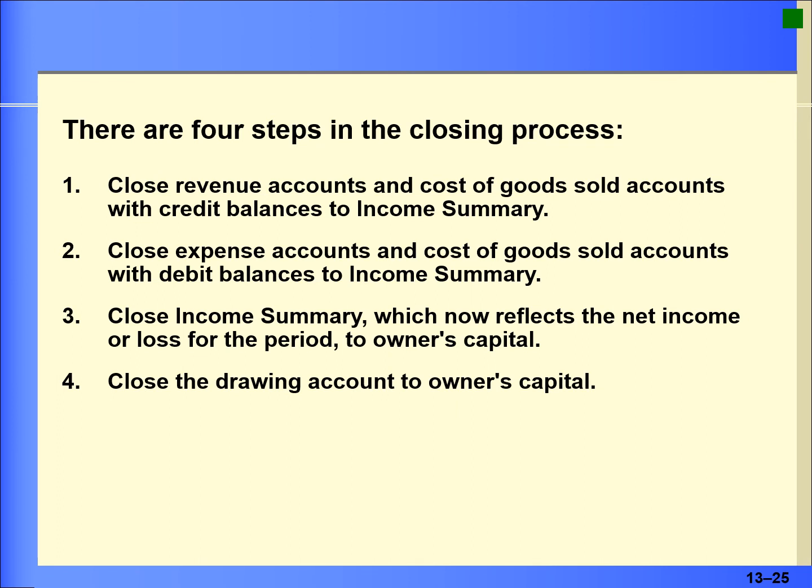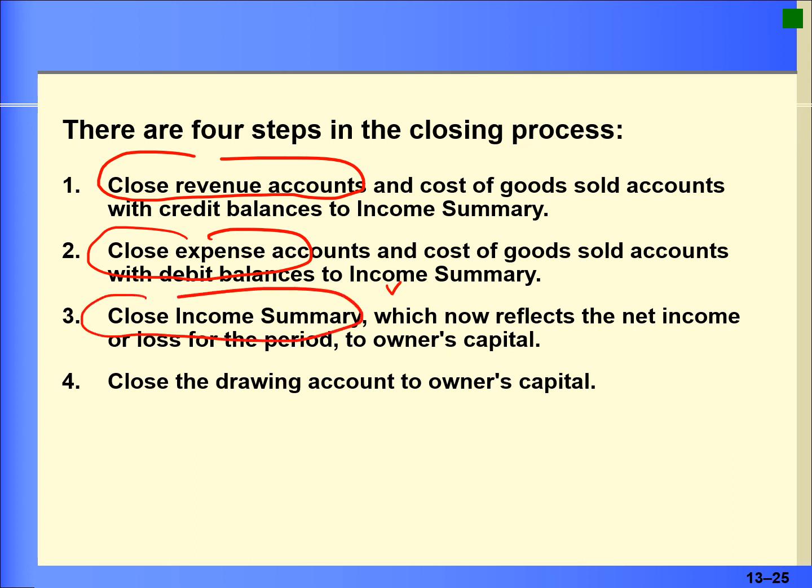So going with the four-step process, the first step would be to close out the revenues. Basically what's going to happen is we're going to close that out to income summary. Then we'll close out the costs or the expense accounts to income summary. And then we're going to close out the income summary. That's where you transfer all your revenues and your expenses into capital. And then the final step is simply to close out the drawing to capital. Once you've done that, the closing process is complete.